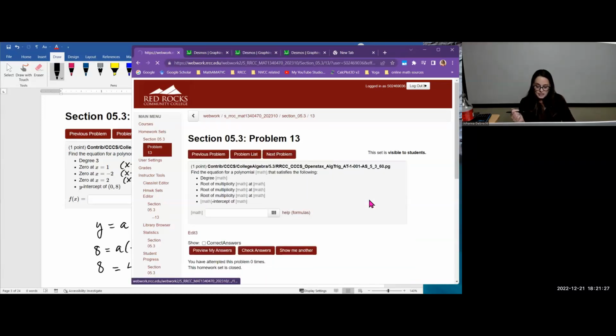Now we can move on to the next problem, which is pretty much exactly the same. So go ahead and pause the video. Now you'll notice right here that these are given different multiplicities, which means that each is going to be a factor raised to a power that corresponds to the multiplicity. All right, pause the video and work it out.